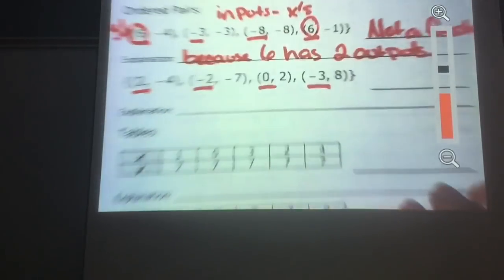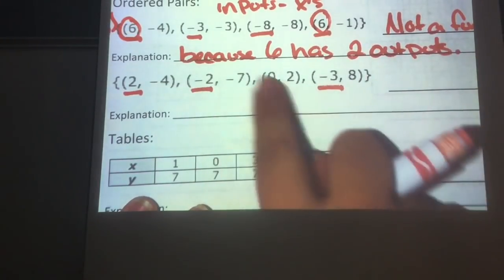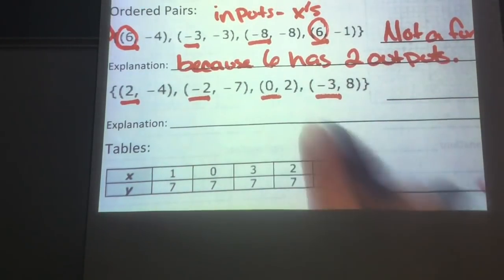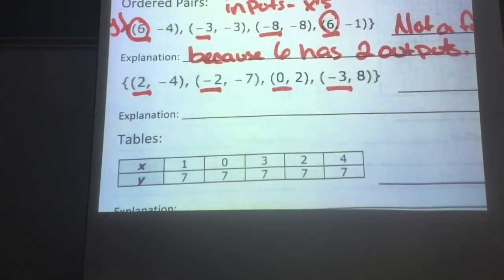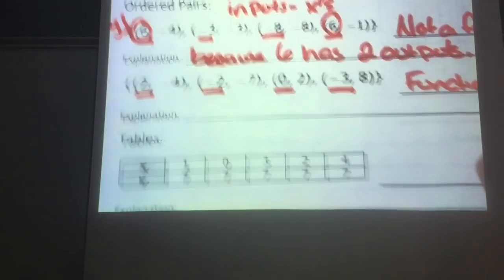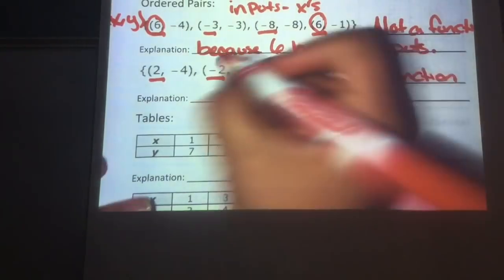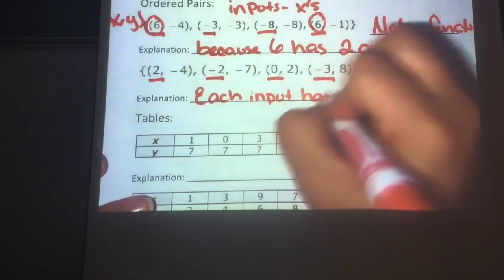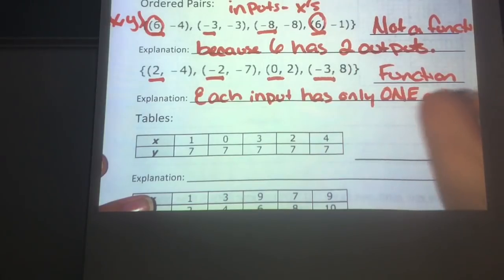This one is telling me 2 gives me an output of -4, and I don't have 2 anywhere else for my inputs to give me a different output. -2 gives me an output of -7. It has no other output. 0 gives me an output of 2, and -3 gives me an output of 8. So none of these inputs repeat. So this would be a function, and my explanation would be each input has only one output.